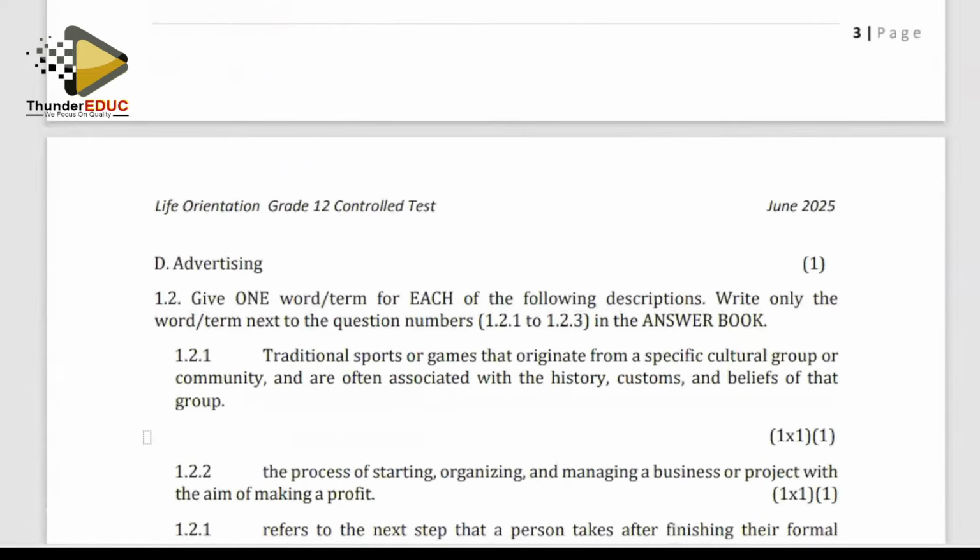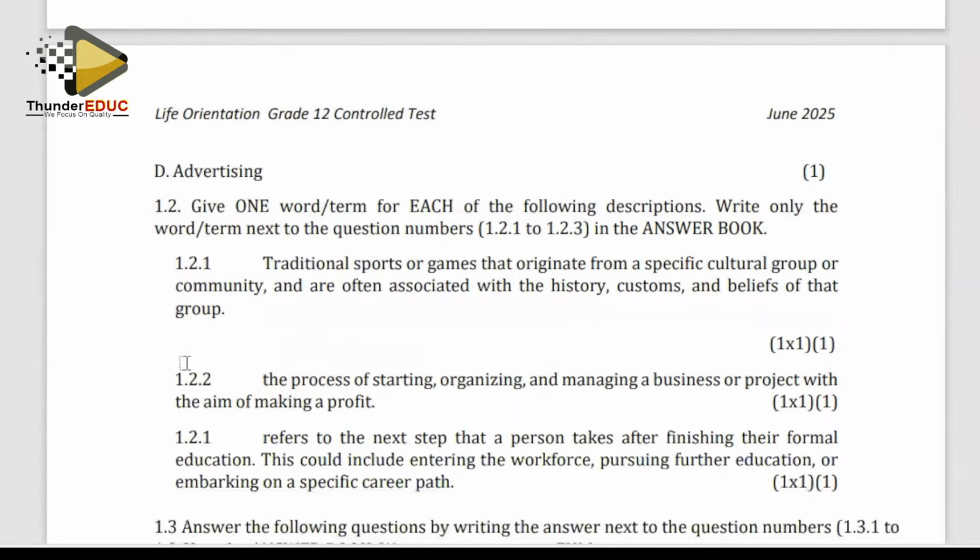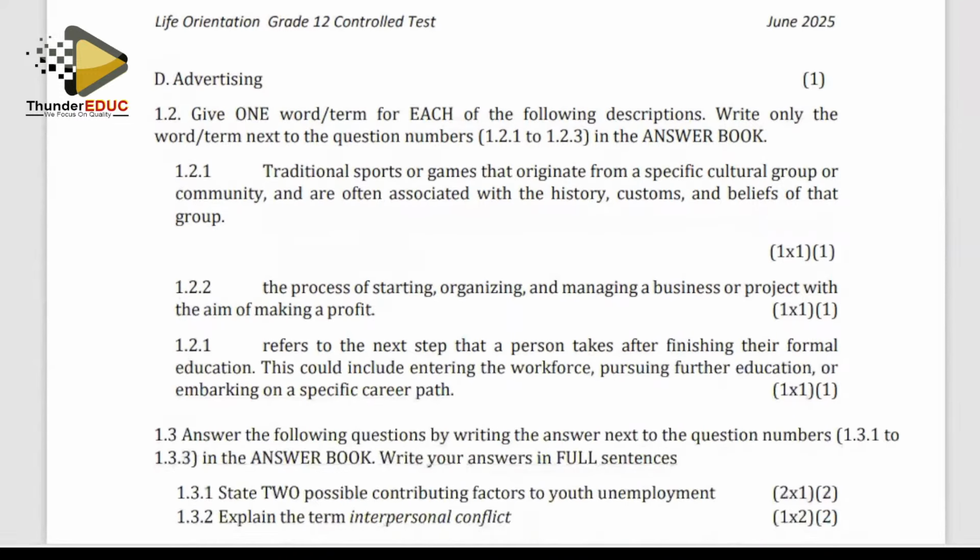Moving on to the next question, 1.2. We need to pay attention to the instruction. What does the question require from us? The question reads, give one word or term for each of the following descriptions. Write only the word or term next to the question numbers. So we are supposed to write only the word or term. I'll highlight this so that we can bear this in mind.